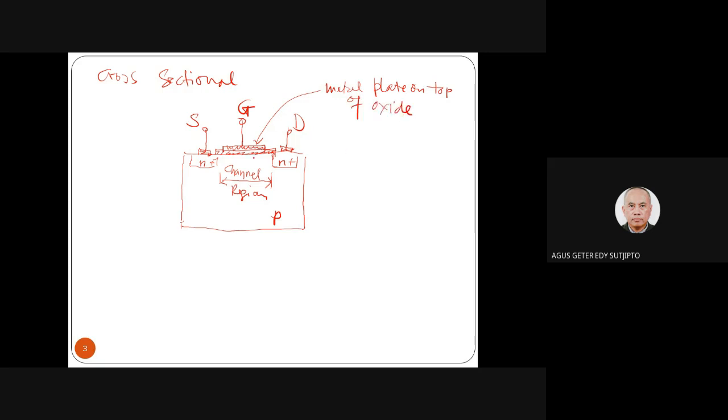So this is oxide. And this oxide can be SiO2.